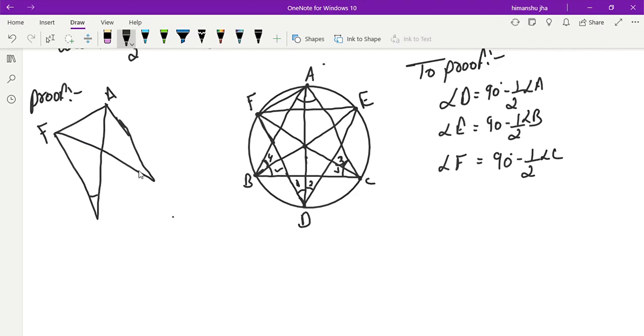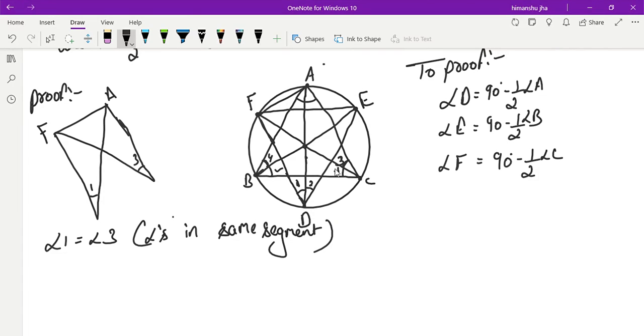Right? Angle 1, angle 3 means this is the angle in the same segment. Angle 1 equals angle 3, angles in the same segment are equal. Now angle 2 and angle 4, if you join AE here like this, angle 2 and angle 4 are equal, same reason. Angle 2 and angle 4 both are equal. Right.